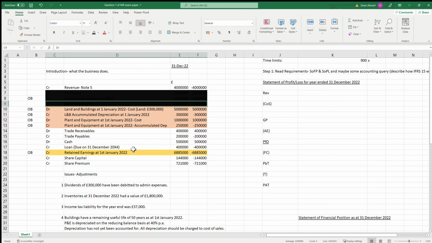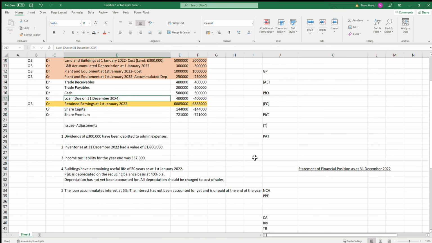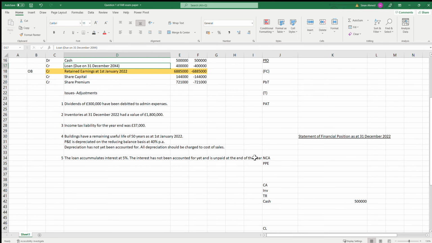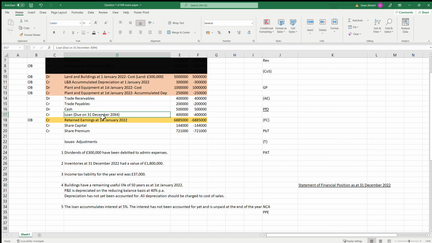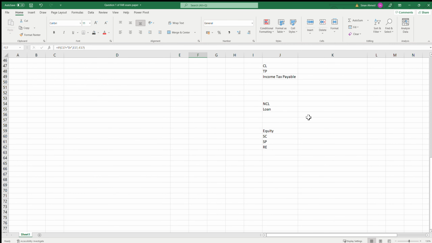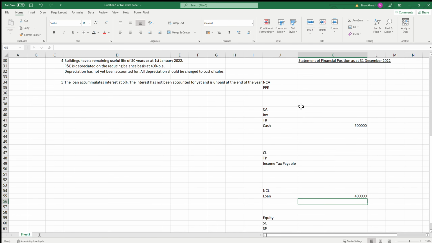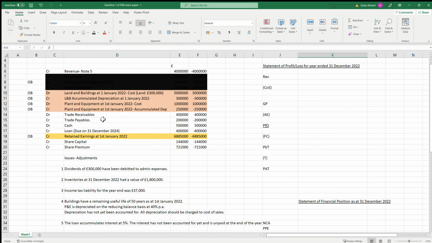Now, a potential other easy adjustment to do may be putting the loan value. We know the loan is non-current because it has 31st of December 2024. So I'm going to put the loan in here immediately. Okay, I might have to make adjustments for it, but I'm just taking an educated guess. So I'm just going to black that one out.